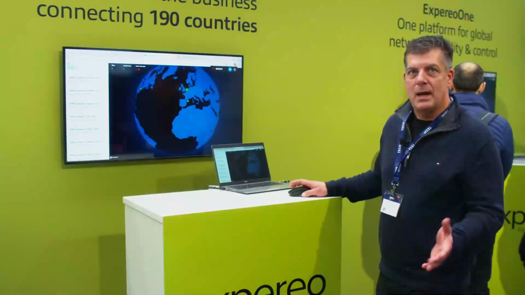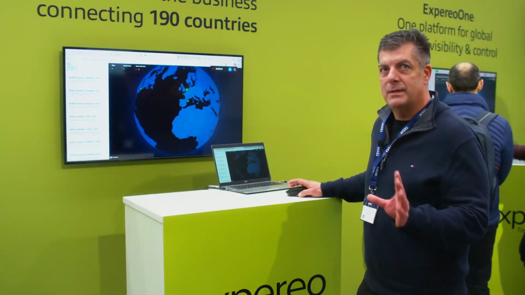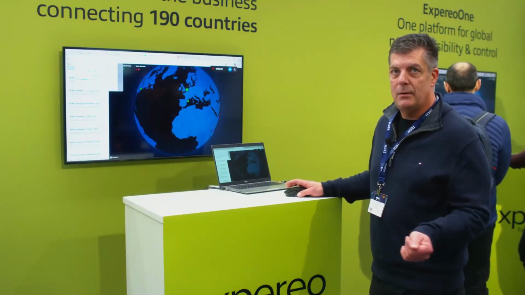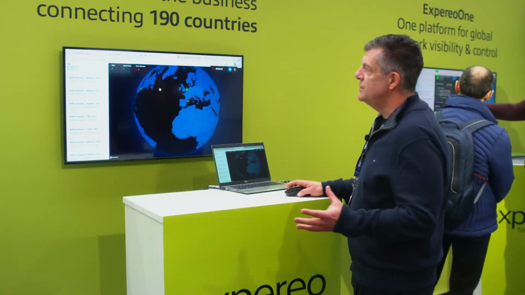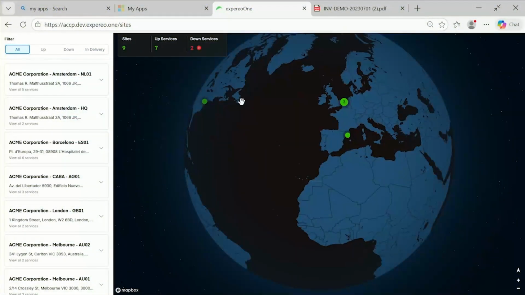Hi, I'm going to show you how you see the network health of your entire network with Expereo, looking at our expereoOne portal. The first thing you'll see is a complete status and health status of your network. You can look at that by looking at the green, and you can look at the red. Green is good, red is not so good.